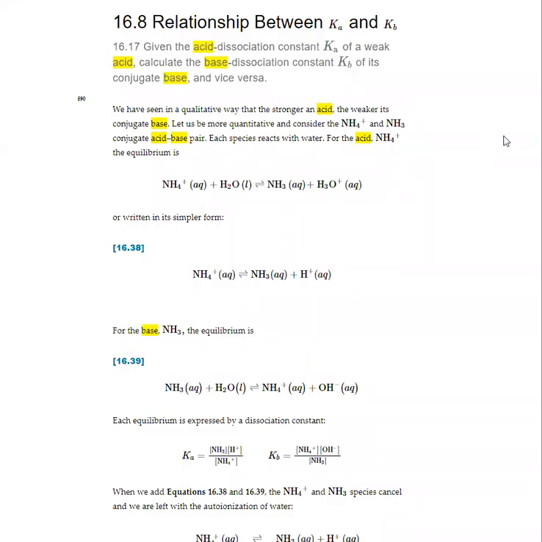Section 8, the relationship between Ka and Kb. So we know that there's going to be a relationship between Ka and Kb because we know that Ka is related to pH. We know that Kb is related to pOH, and we know that pH and pOH are related through the equation pH plus pOH equals 14.